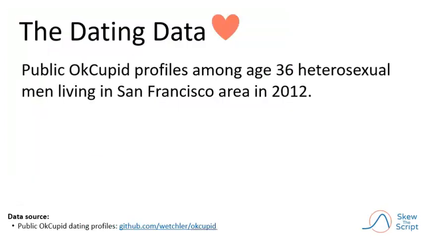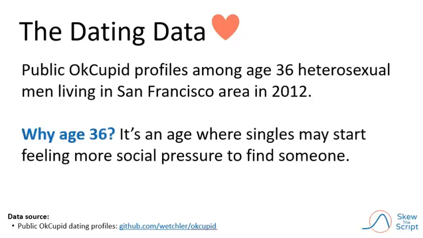Let's use these ideas as we return to our main context of the day, the truthfulness of online dating profiles. We'll be analyzing data from the dating site and app OkCupid. Specifically, our data set is composed of public OkCupid profiles created by 36-year-old heterosexual men living in the San Francisco area in 2012. And if you're wondering why we picked 36-year-olds, well, that's the average age where singles start feeling more social pressure to find someone, and therefore the temptation to lie in their online dating profiles is potentially higher.